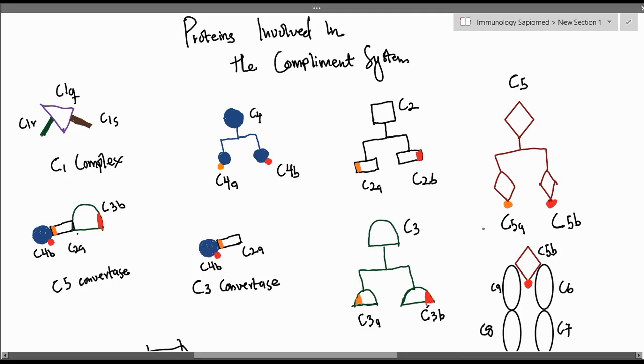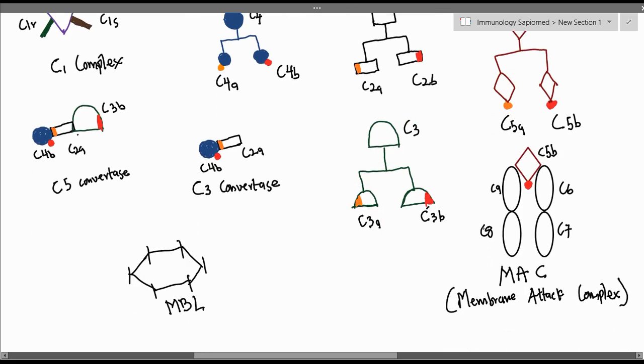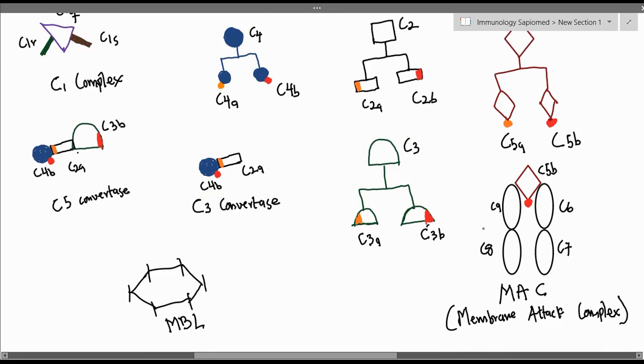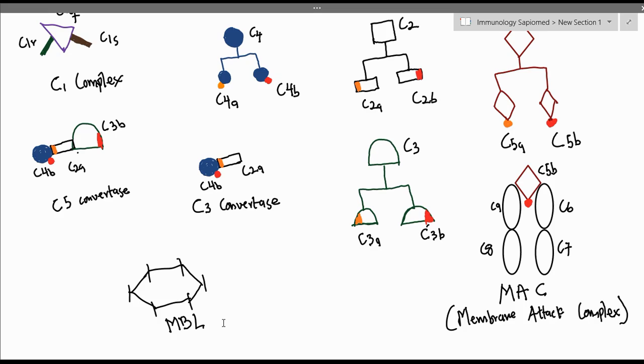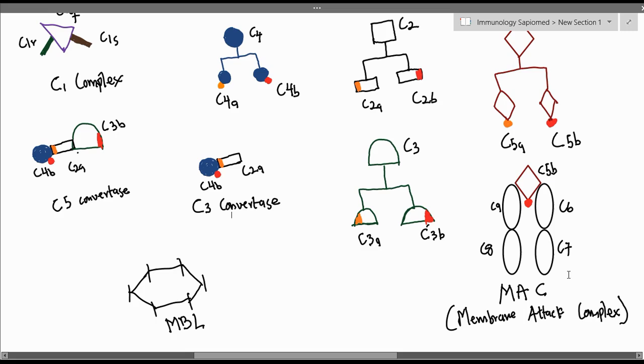Then we also have the mannose binding lectin. This mannose binding lectin is a carbohydrate and is mostly used in the lectin pathway. Then we have our membrane attack complex. This is also known as the MAC, the membrane attack complex.